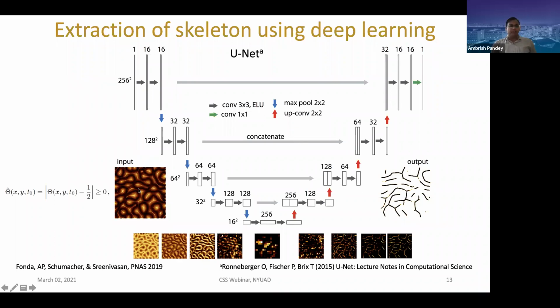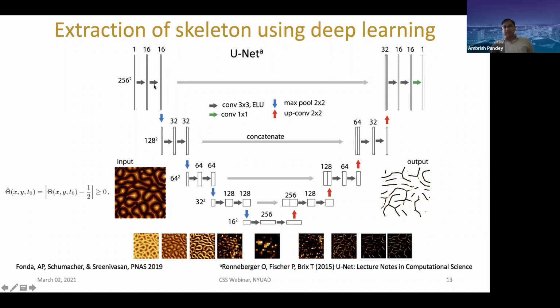We train our network by annotating manually. For a few snapshots, we tell the machine that, okay, this is my output, and then our network is trained, and we can get the skeleton for the rest of the snapshots, or rest of the structures. So I was mentioning a little detail about this UNet.